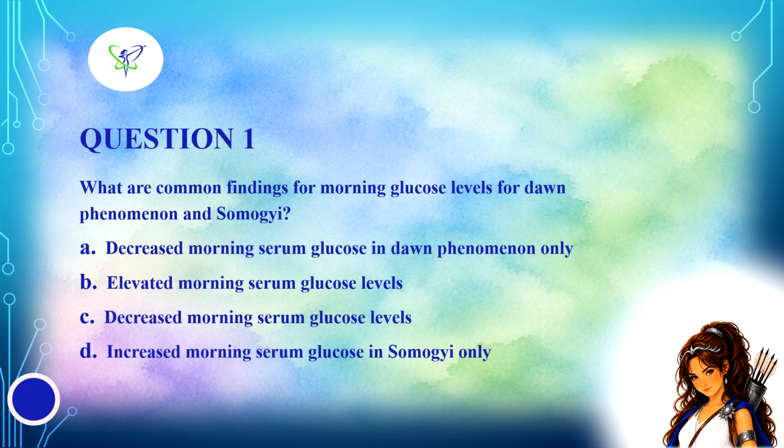Question 1. What are common findings for morning glucose levels for dawn phenomenon and Somogyi? A. Decreased morning serum glucose in dawn phenomenon only. B. Elevated morning serum glucose levels. C. Decreased morning serum glucose levels. Or D. Increased morning serum glucose levels in Somogyi only. Okay, Artemis, help us out. And the answer is B. Elevated morning serum glucose levels.